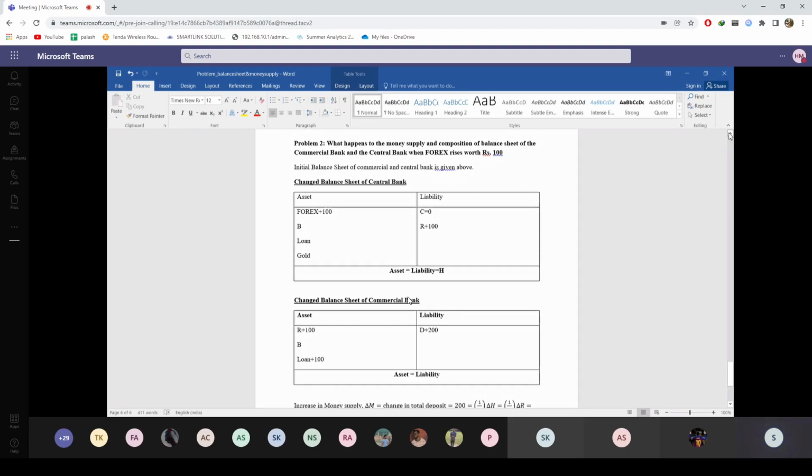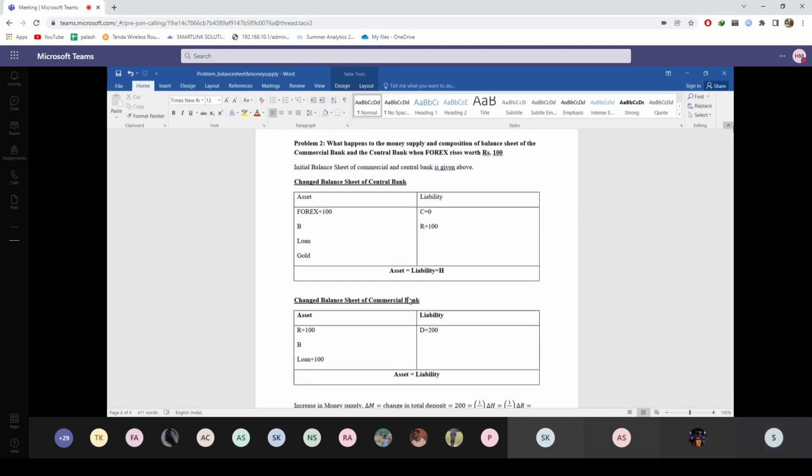What happens to money supply and the composition of the balance sheet of the commercial bank and the central bank when foreign exchange reserves rise by rupees 100? For some reason, foreign exchange reserves increase here. Let's say there are a lot of exporters who export a lot of stuff outside. They earn a lot of dollars. They have given it to RBI. Foreign exchange reserves rise.